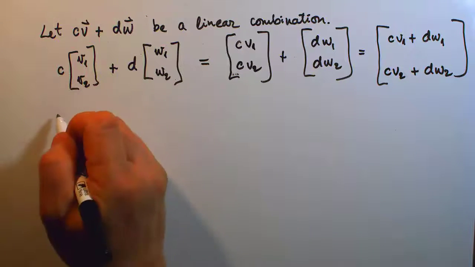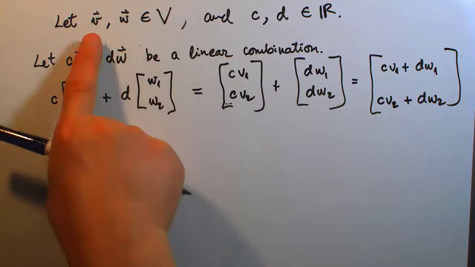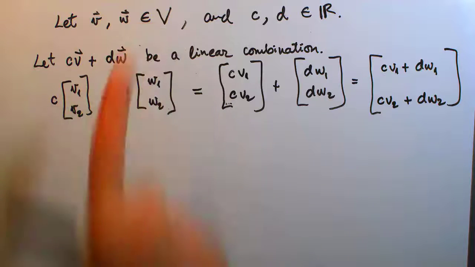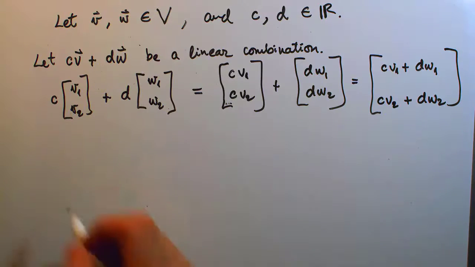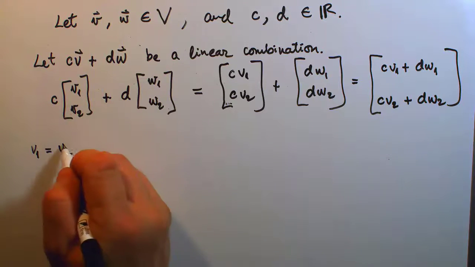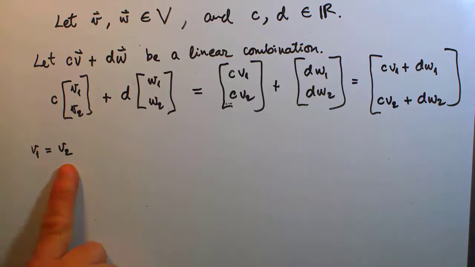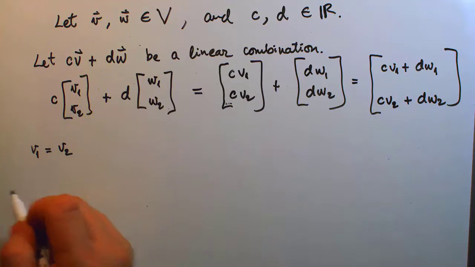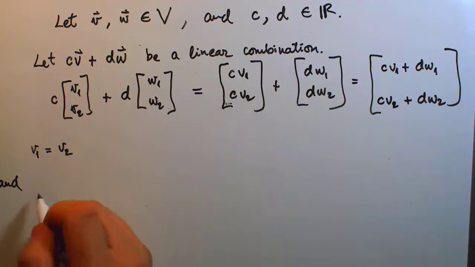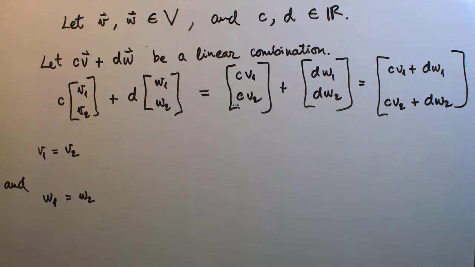We already knew that since V and W are all from V, then, of course, V1 equals V2. That's no doubt about it. No one can argue. And also, at the same time, W1 must be equal to W2. No one can argue about these.